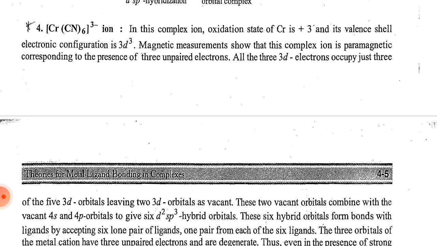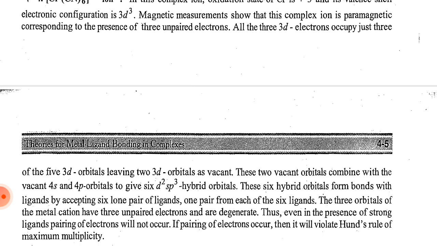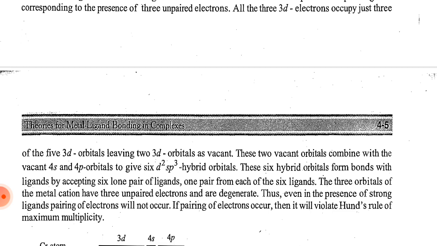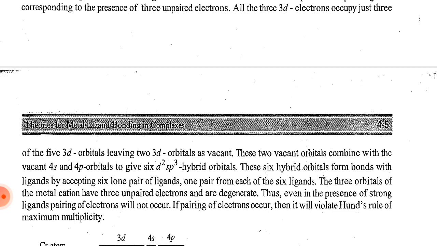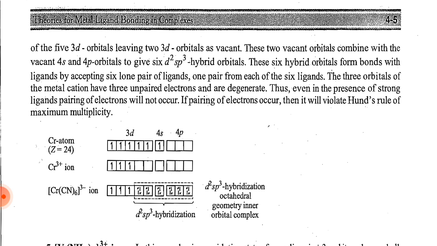Then the chromium [Cr(CN)6] 3- ion. In this complex ion, the oxidation state of chromium is +3 and the valence shell electronic configuration is 3d3. Magnetic measurements show this complex ion is paramagnetic, corresponding to the presence of 3 unpaired electrons. All the 3d electrons occupy just 3 of the 5 3d orbitals, leaving two 3d orbitals vacant.